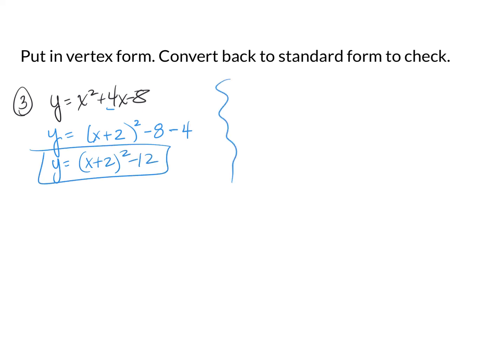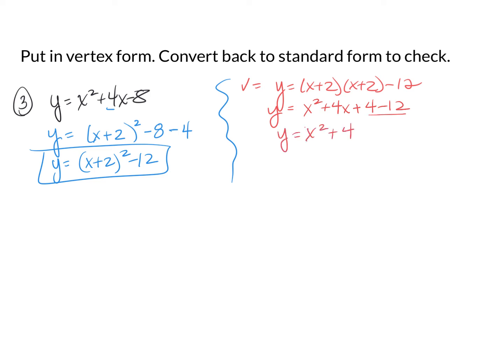So let's check our answer, see if that worked. x plus 2 times x plus 2 minus 12. That gives me x squared plus 4x plus 4 minus 12. Clean up those last two terms, so I have y equals x squared plus 4x minus 8. And that is my original equation, so I did it correctly.